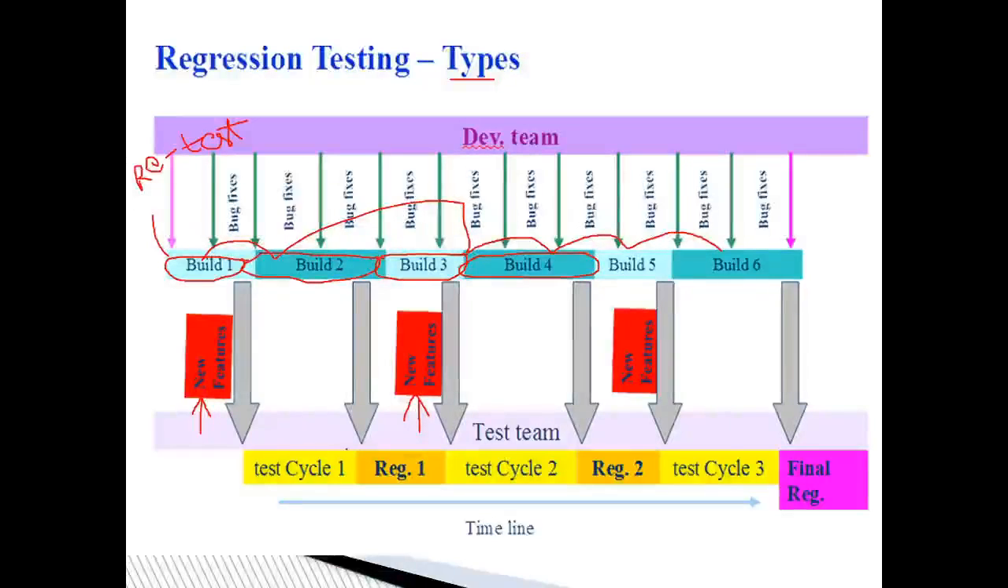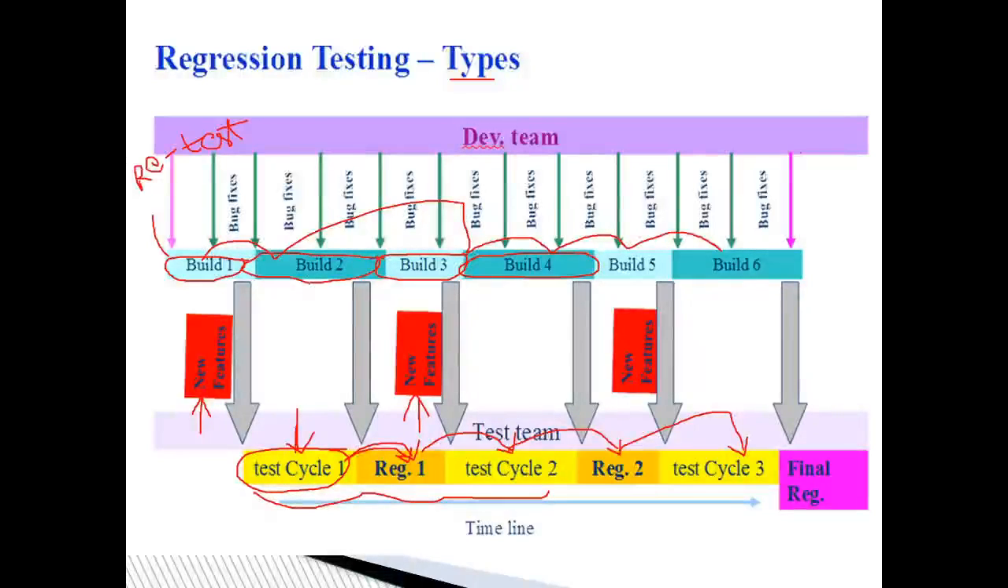And this we call test cycle 1. If you retest builds 1, it is test cycle 1, and then you perform regression testing to verify that it is working fine. Similarly, you test other builds in test cycle 2, perform regression testing to verify that it has not affected other working parts, then perform test cycle 3 and so on. And this we call regular regression testing.